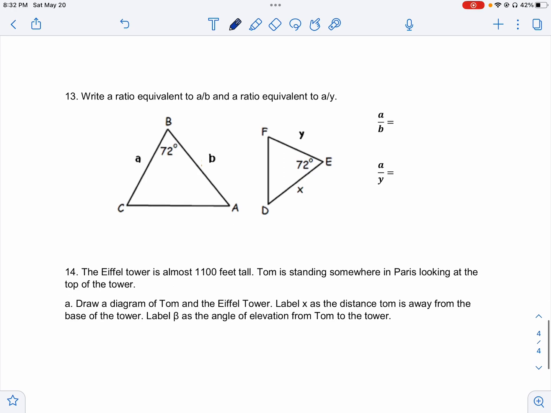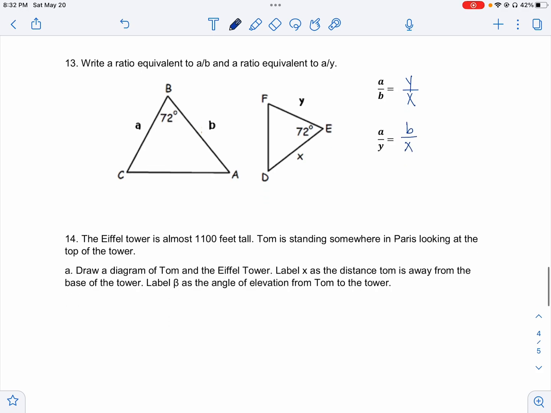Number 13, write an equivalent ratio to A over B and then A over Y. So A over B, the matching side to A looks like it is Y, since this is just rotated. And the matching side to B is X. So that means A over B is equal to Y over X. And then similarly, if we have A over Y, that means we have B over X.